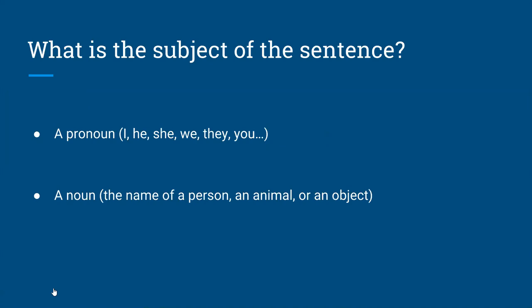So to be very simple, the subject of a sentence is who you're talking about or what you're talking about. So a lot of times this ends up being a pronoun. So that'd be something like I, he, she, we, they, you, all pronouns. Pronouns are often the subject of a sentence. Or it'll be some other sort of a noun. So maybe the name of a person, Mary, John, Sarah. It could be an animal, my dog, the cat, a lion. It could be an object, the coffee cup, the TV, the table. All of these things can be subjects of a sentence.